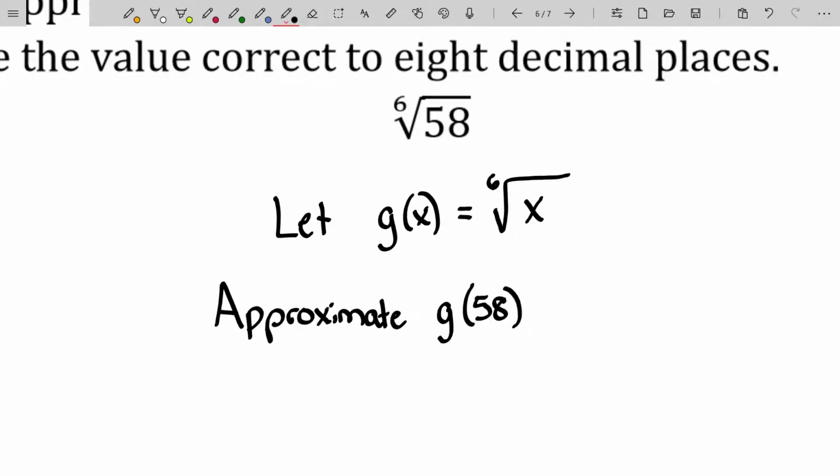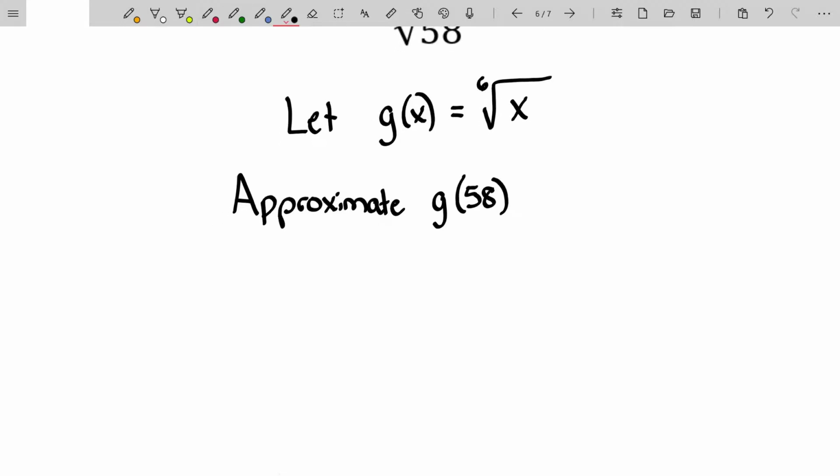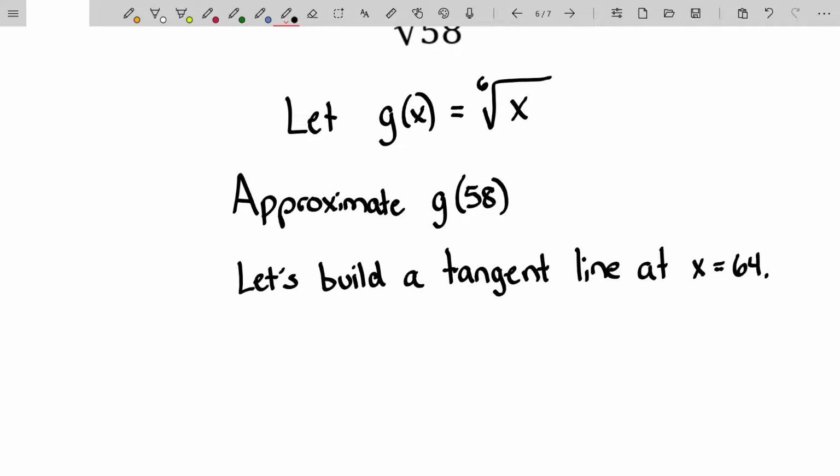And so to do that, we're going to find the tangent line to g at an easier value. An easier value to take the 6th root of would be 64. The 6th root of 64 is 2. 2 raised to the 6th is 64. So building a tangent line at x equals 64.